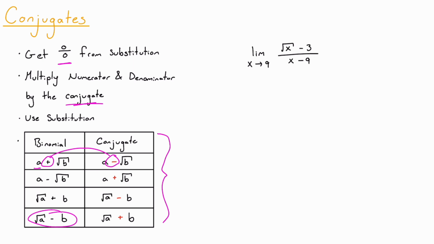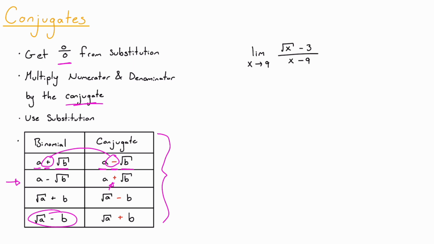So here we have a plus the square root of b. The conjugate would be a minus the square root of b. And the same thing for all of these is you've got a minus b, and then your conjugate, you just flip your sign there. So let's go ahead and look at our problem here.